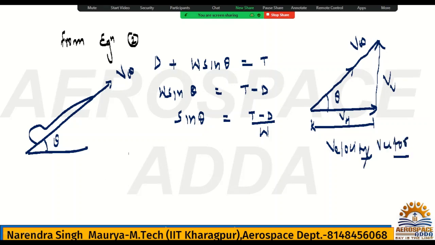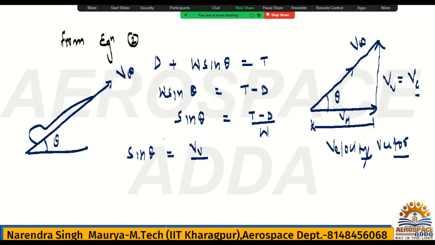So, from the velocity vector, sine theta is equal to what? The vertical velocity, and this vertical velocity is also called VC. Why is it called VC? V for velocity, C for climbing, because if it is gaining altitude, it means it is climbing. So this velocity VC will tell you the climbing velocity. V infinity is not the climbing velocity. It is the velocity of the aircraft during the climbing. But if someone asks what the climbing velocity is, that will be the vertical component. This tells you the climbing speed. If I say 10 meter per second, it means every second it is climbing 10 meters. That is the meaning of climbing velocity.